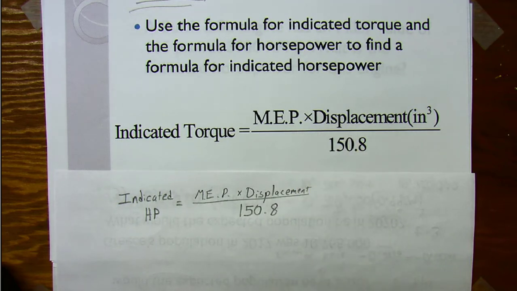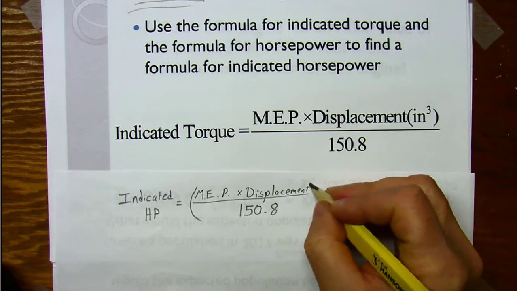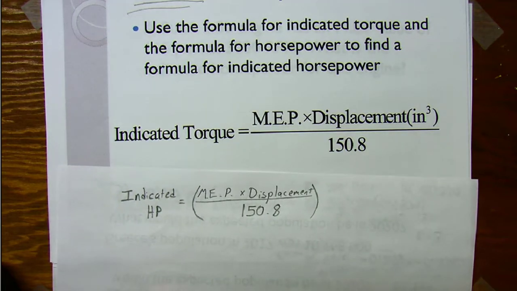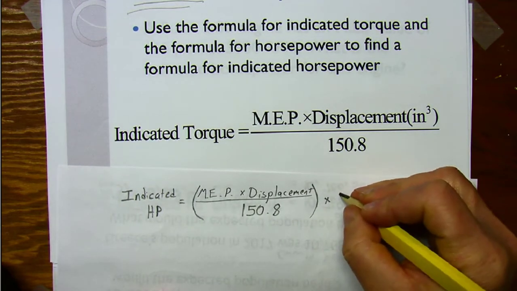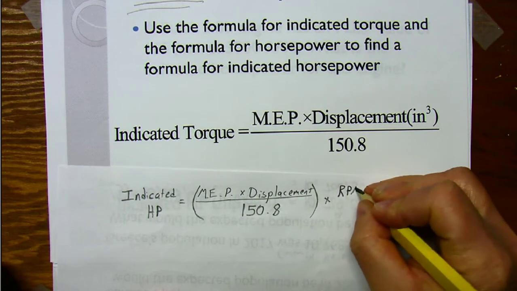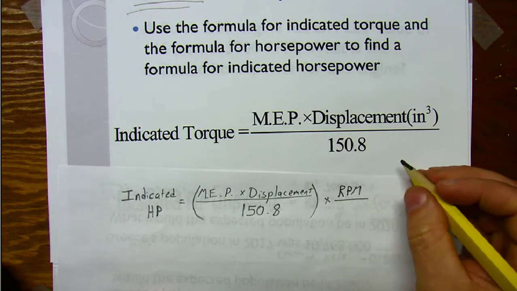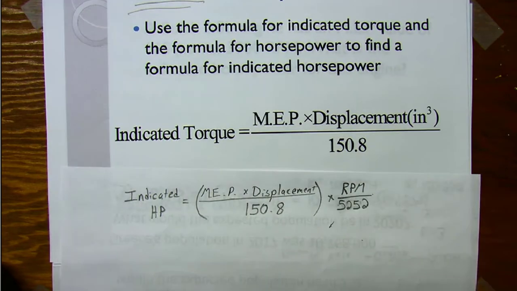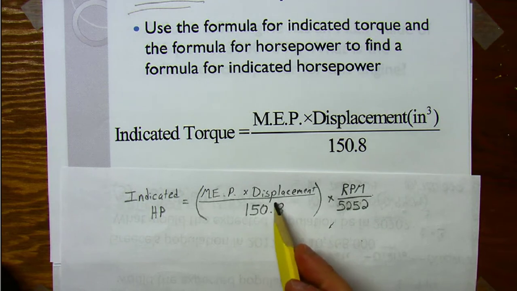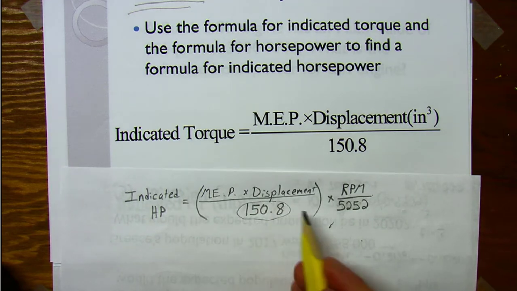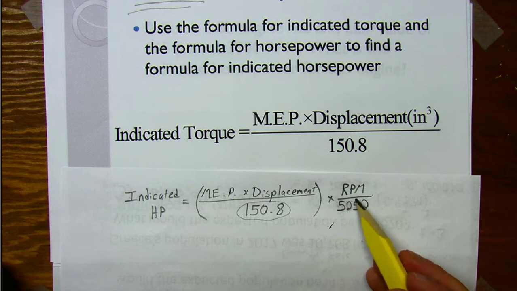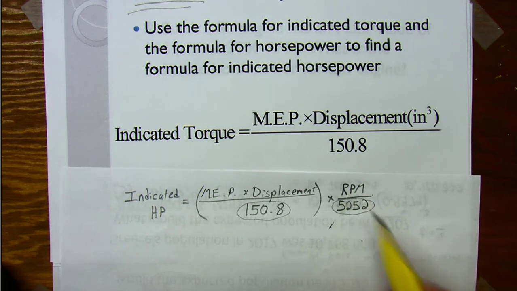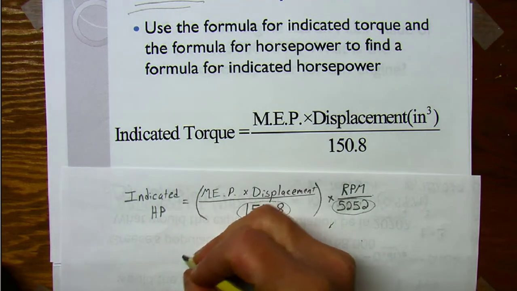Now, do you remember how we find horsepower if we know the torque? This is our torque right here. You might remember that we multiply that by the RPM, and then you divide by, yeah, I know you just said it in your head, 5252. So we can combine these two bottom numbers, the 150.8 that we had from our indicated torque formula and the 5252 that we used to change that into horsepower. We can combine those, and if you do that, you get this new formula.